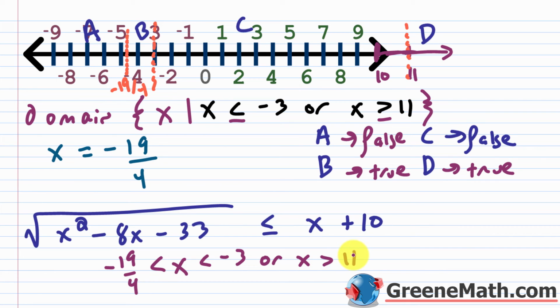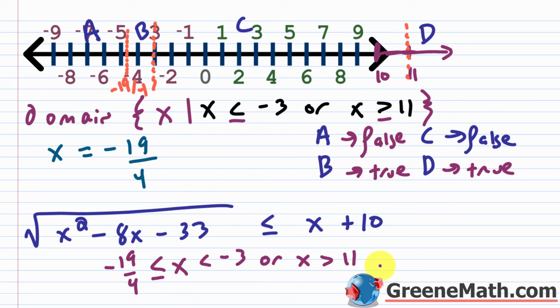Now, we need to consider all these boundaries or critical values or endpoints or whatever you want to call them. So would negative 19/4 be included? Yes, because remember, this solves the related equation, okay? So this is going to be included because this is a non-strict inequality here. We have less than or equal to.